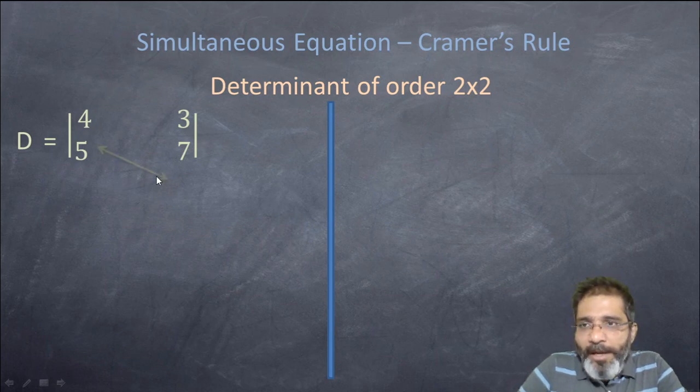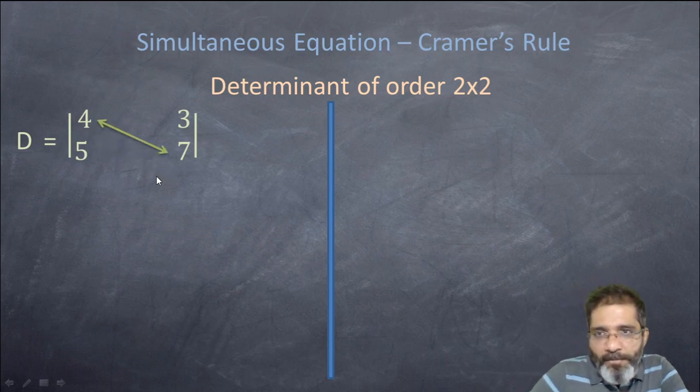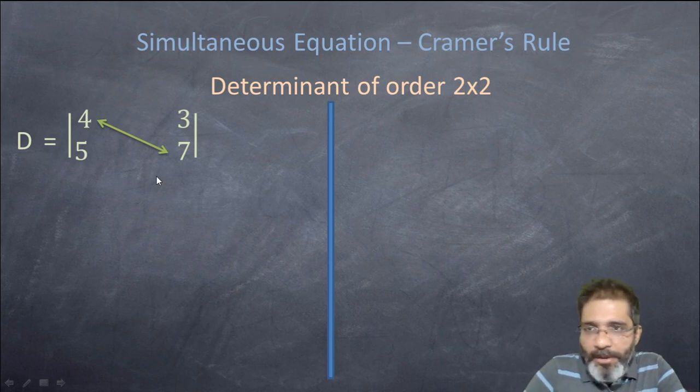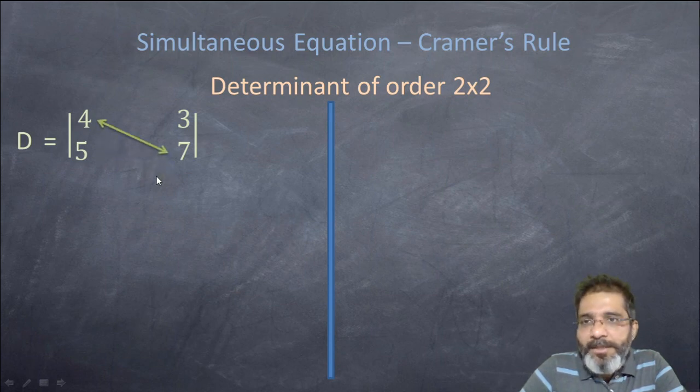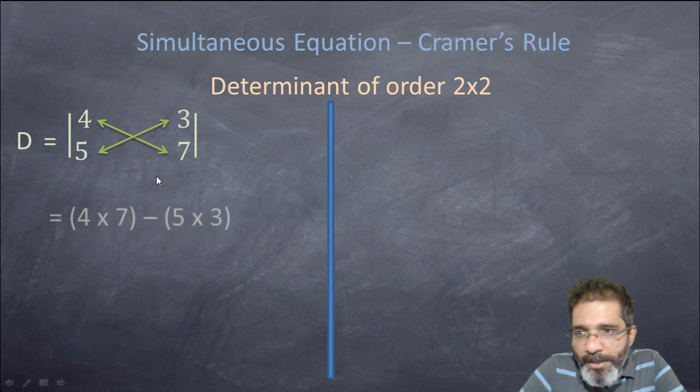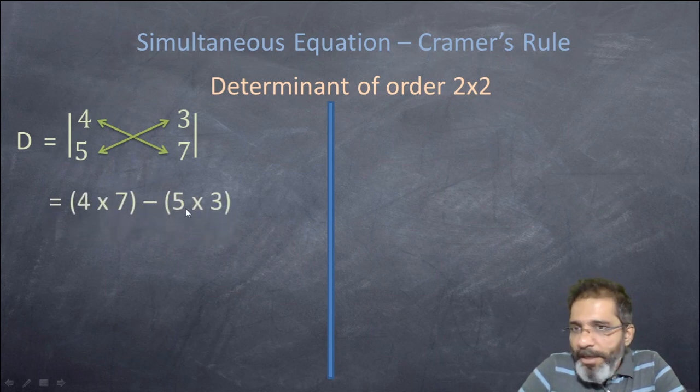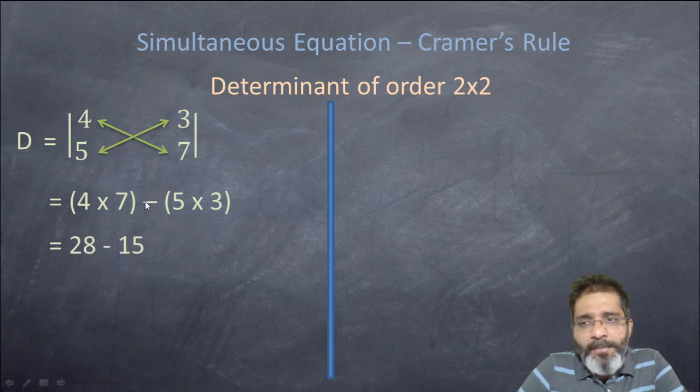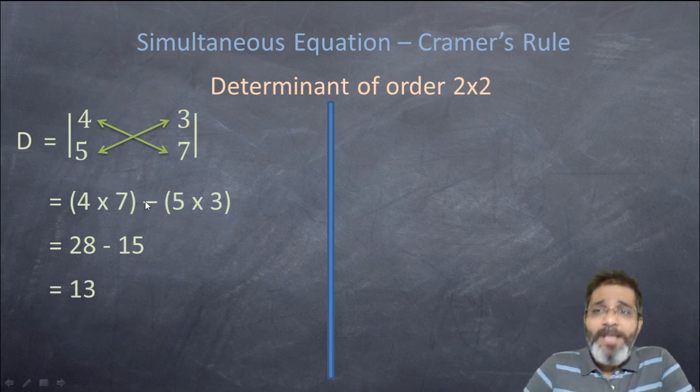When you find the value, first you have to multiply 4 and 7. First you take this particular pair, 4 and 7, and then you take 5 and 3. So the first is 4 and 7, and the next is 5 and 3. I'll multiply 4 and 7, multiply 5 and 3, and in between there is a minus sign. This sign won't change, it is always minus. When you solve this, we get 28 minus 15, and the answer is 13. So the value of this determinant is 13.